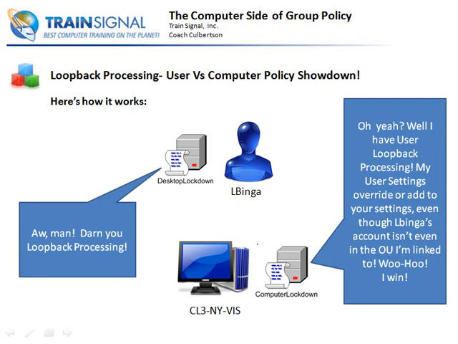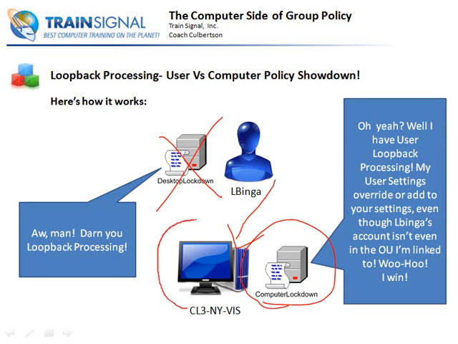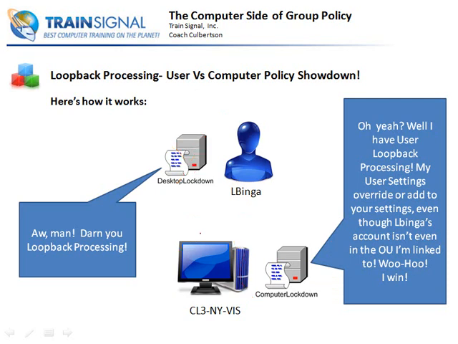But here's the thing, okay? LBinga sits down at CL3, logs in, and there's two things that could happen. Computer lockdown has loopback processing. Now, if the loopback processing says replace, then desktop lockdown user settings have no say at all in what LBinga can or can't do. Then at that point, LBinga is now subject to computer lockdown because computer lockdown replaces or merges the group policy object when he sits down and logs into client 3. Okay? So there's two things that happen.